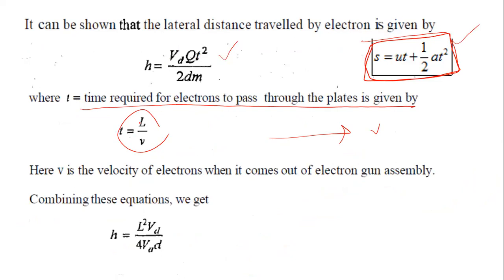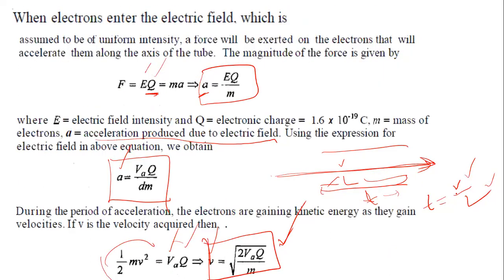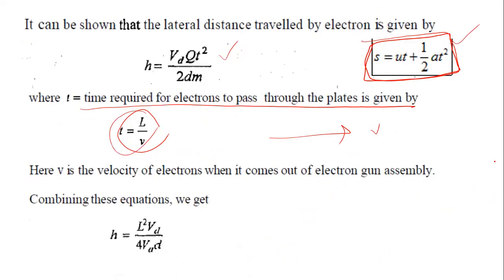Now you can put the T value here. T will be L square upon V. So you can check from the dimension. Actually, V is distance upon time. So this was a mistake. This has to be L upon V. You can see from the dimension also. So you just put the value of T here.